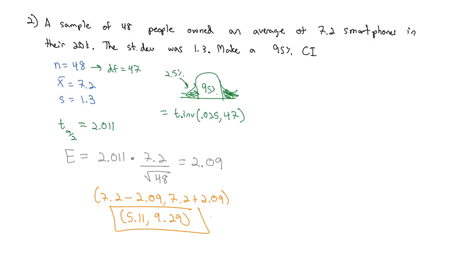9.29. We did one other confidence interval in this class, specifically with the slope of the regression line. We're going to find a 99% confidence interval for the slope of the regression line.